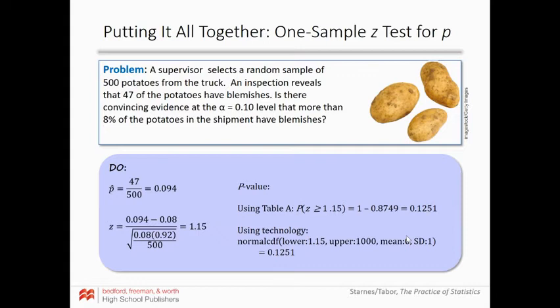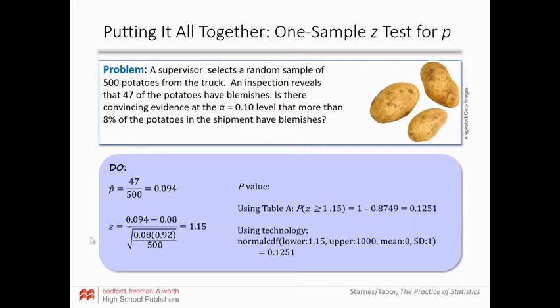So we're going to do the do phase, which is 47 divided by 500. We find that the sample proportion was 0.094. So right off the bat, with that p hat, we're trying to see if we think that it's more than 0.08. And we do have some evidence to suggest it because 0.094 is bigger than 0.08. But how strong is that evidence? That's what this test is actually going to do.